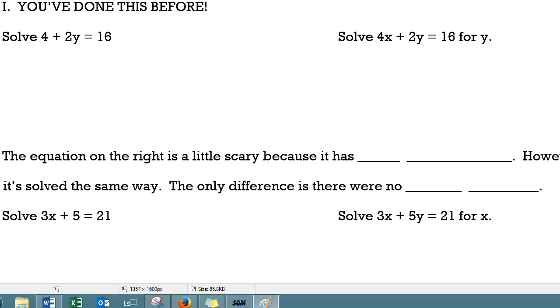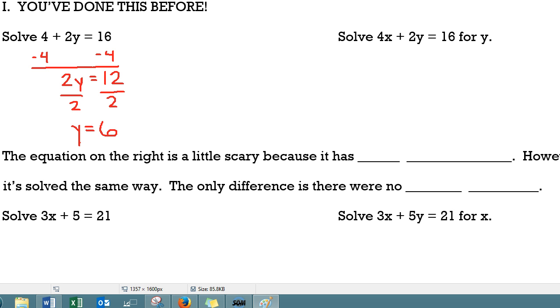And my first outline point here is that you've done this before. You might not know that you've done it before, but you have. Let's look at that first equation here. It's short, it's sweet, 2 steps. Solve 4 plus 2y equals 16. Well, you've done this before. All you have to do is take away 4 from both sides. If you do that, you get 2y equals 12. And then you divide both sides by 2, and you find out that y equals 6.